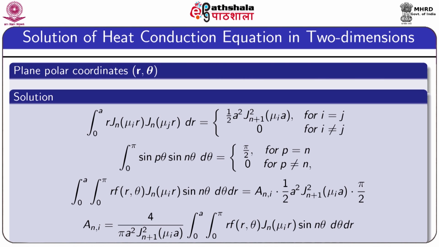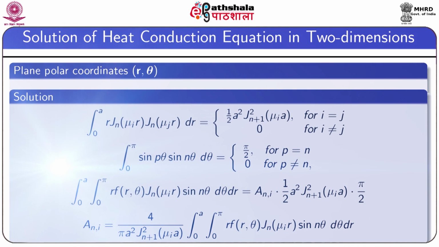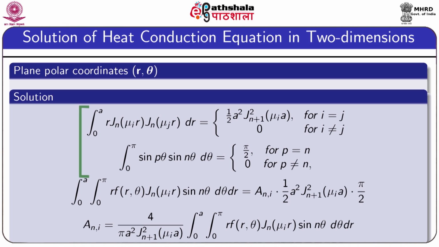Integration 0 to a, 0 to pi, r f J_n sin(n theta) d theta equals A_nI times a square by 2 J_{n+1} square (mu_I a) into pi by 2. Here we have used the orthogonality properties. The orthogonality property for the Bessel function is written in the first equation, and in the second equation the orthogonality property of the sine function is given. In this way we can find the values of A_nI. The expression for A_nI is written in the last equation.